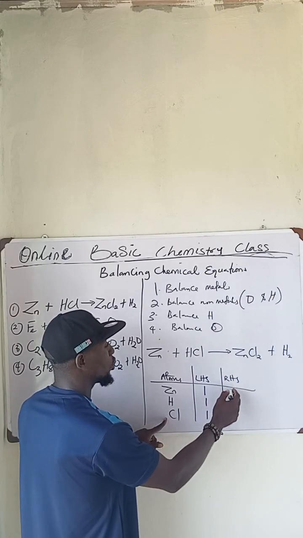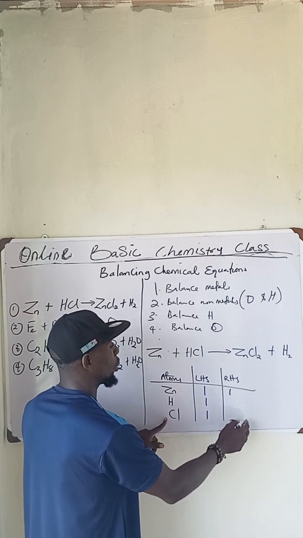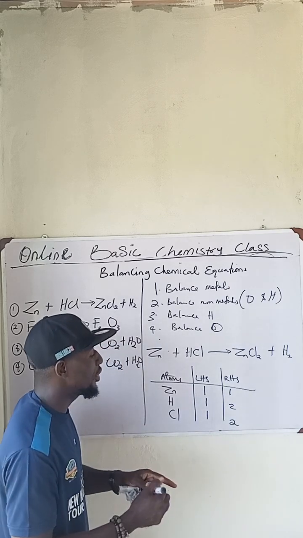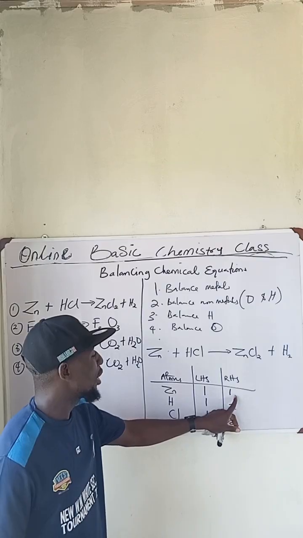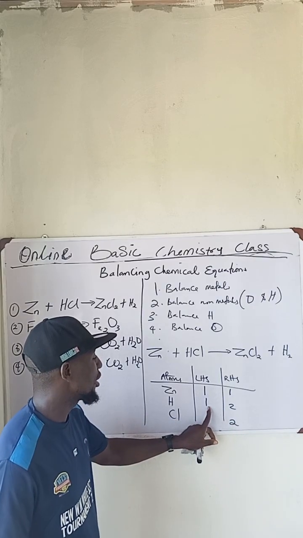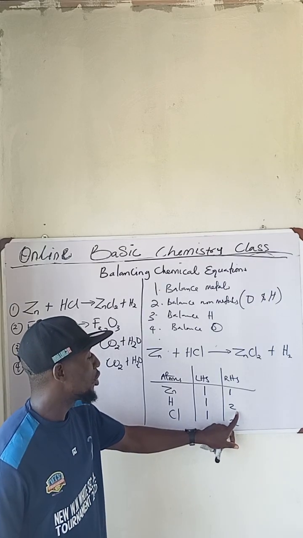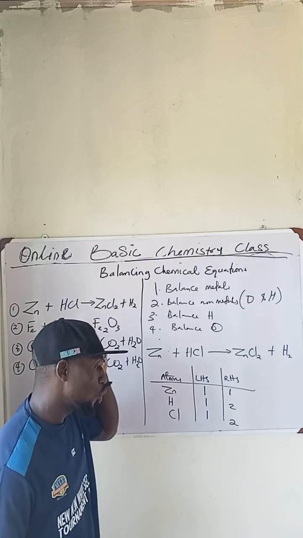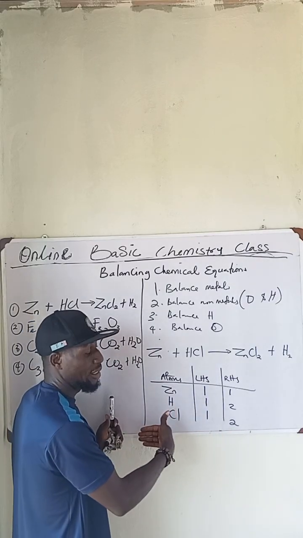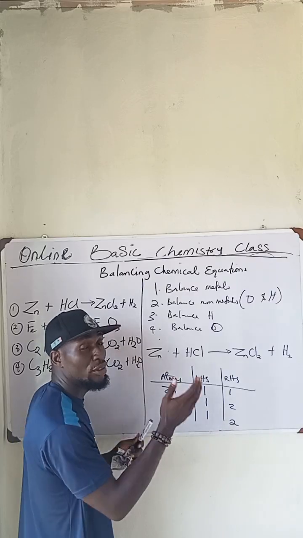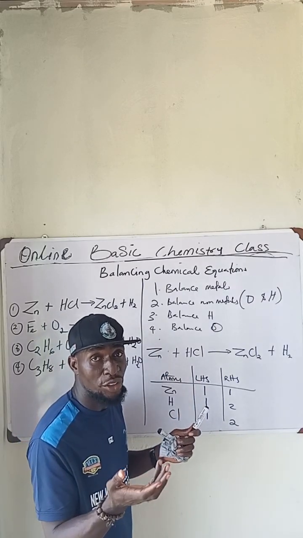Come here, zinc is 1, chlorine is what? 2, hydrogen is 2. So you can see now that on the left hand side, zinc is balanced, right hand side zinc is balanced. On the left hand side, hydrogen is not balanced, but on the right hand side we have 2. Are you seeing it? So which side are we going to balance from? We are going to balance from the left hand side, okay, because that's where we don't have a balancing coefficient.